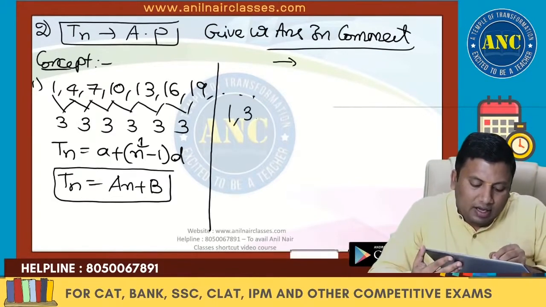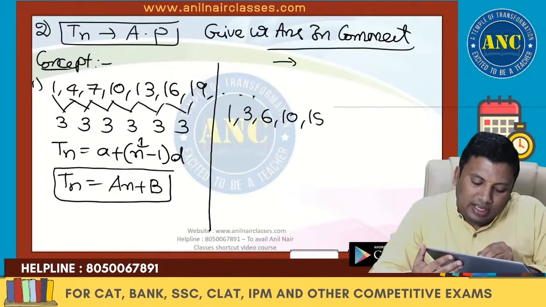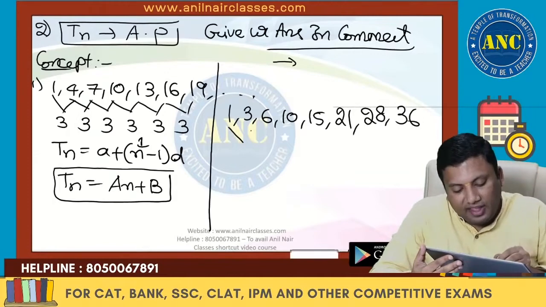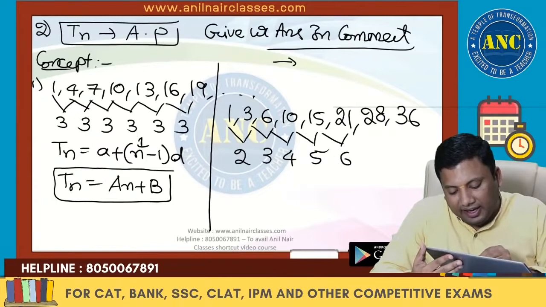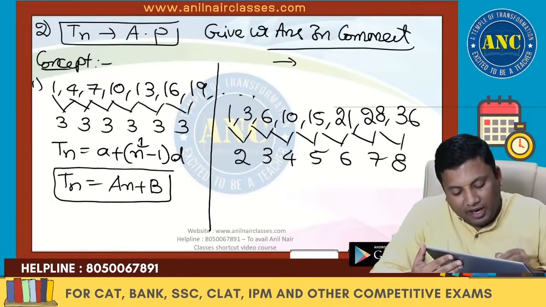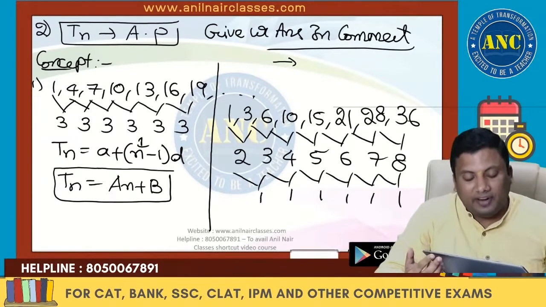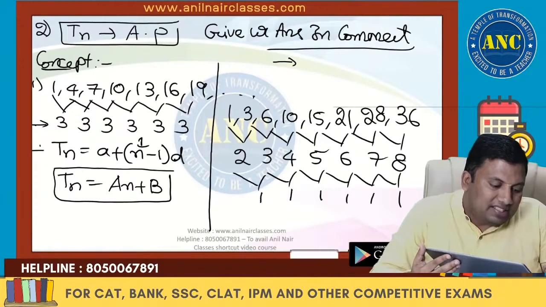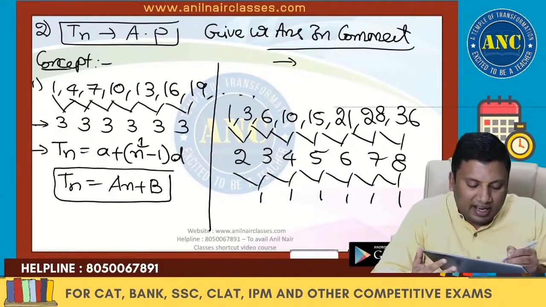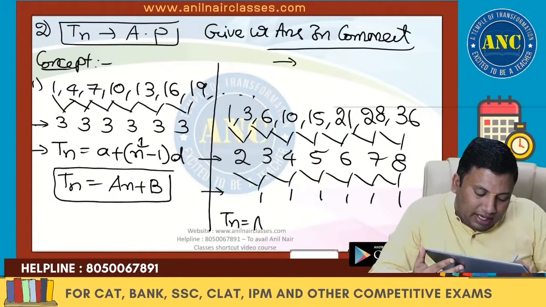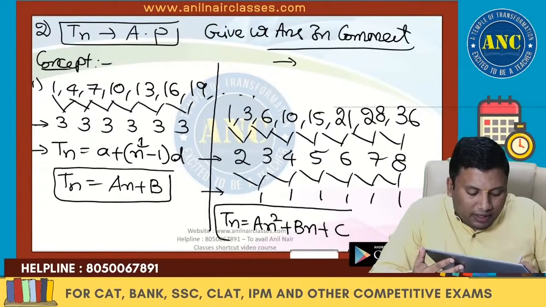Suppose I take one triangular series: 1, 3, 6, 10, 15, 21, 28, 36. The differences are 2, 3, 4, 5, 6, 7 and 8. The differences of these are nothing but 1, 1, 1, 1, 1, 1. So the difference is constant in 2 steps. It is nothing but a quadratic expression with degree 2 for n: an square plus bn plus c.